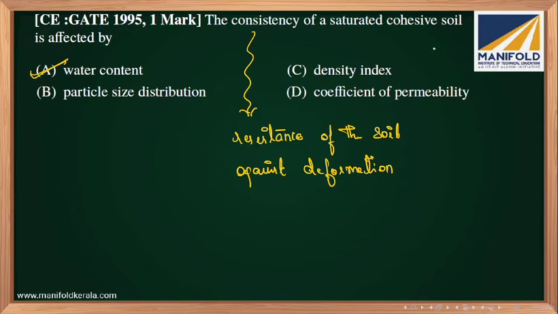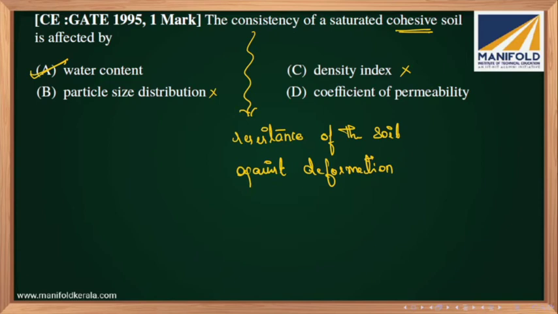With respect to cohesive soil, the density index does not possess any significance. The density index provides the compactness of a cohesionless soil. Whereas the particle size distribution is not going to influence fine-grained soil, as cohesive soils are fine-grained soils.